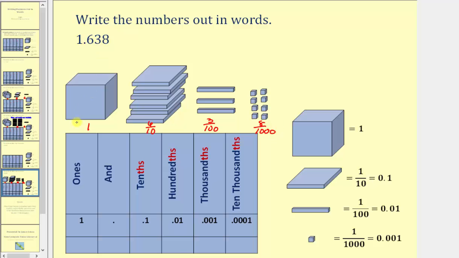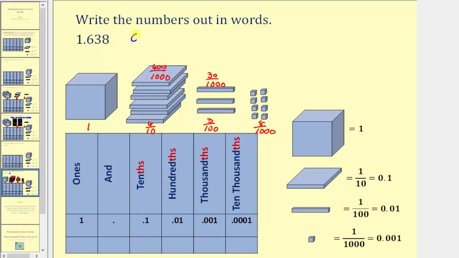So this is 1 and 6/10ths and 3/100ths and 8 thousandths, but this is not how we write this out in words. We do want to get common units to the right of the decimal point. So starting with the longs here, each of these is equal to 10 bits, or 10 thousandths. So 3/100ths is equivalent to 30 thousandths. And because it takes 100 bits to equal 1 flat, or 100 thousandths to equal 1/10th, 6/10ths is equal to 600 thousandths.